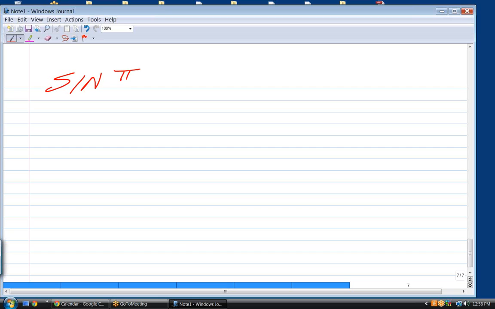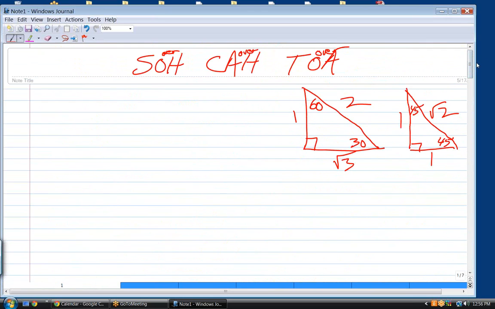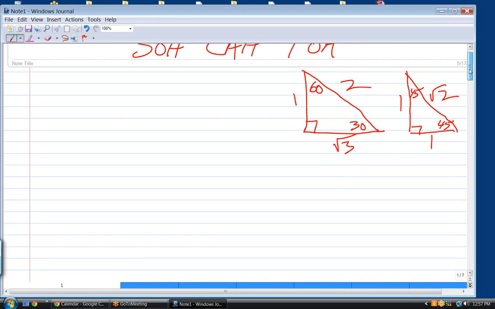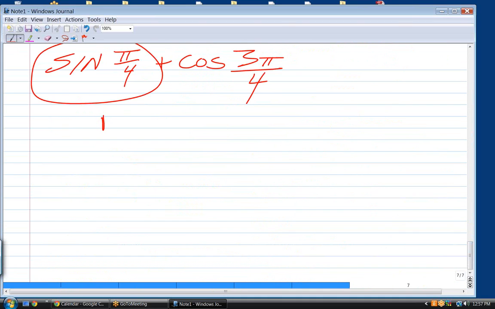Sine of pi over 4 plus cosine of 3 pi over 4. All right. We just want to do these individually. There's no Pythagorean identity that applies here because it's not sine squared or cosine squared. So what's the sine of pi over 4? Let me take you back to the 2 triangles. Which one is pi over 4? Which angle? That would be 45 degrees. Okay, so the sine of pi over 4? That is 1 over square root of 2, which is square root of 2 over 2.